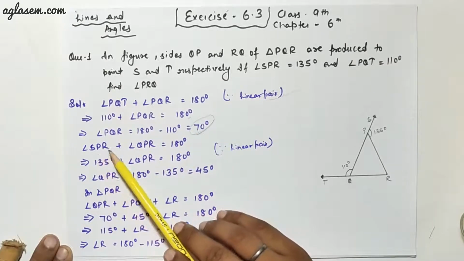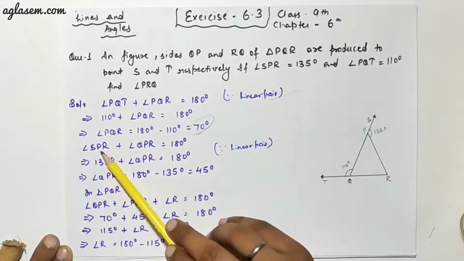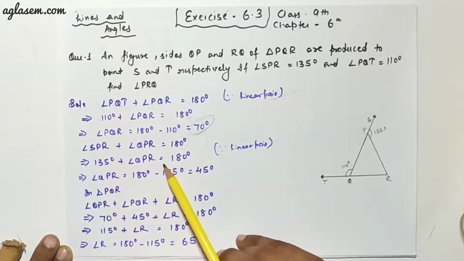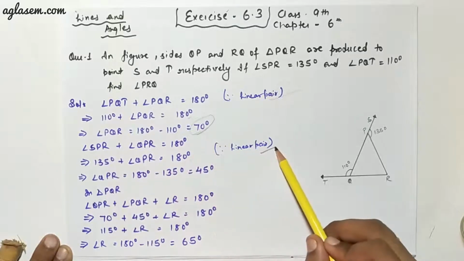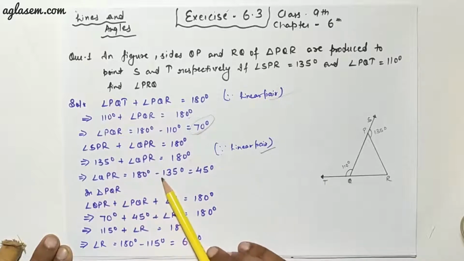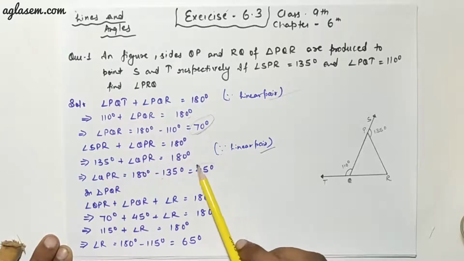Angle SPR plus angle QPR is equal to 180 degrees. SPR, 135 degrees, plus angle QPR is equal to 180 degrees because of linear pair. Angle QPR is equal to 180 degrees minus 135 degrees, that is for angle SPR, which is equal to 45 degrees. So angle QPR is 45 degrees.